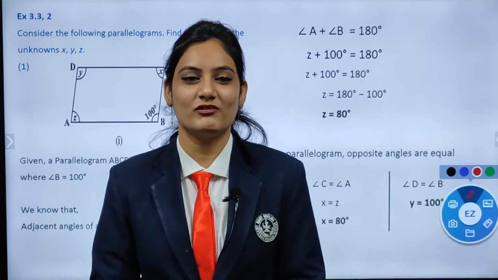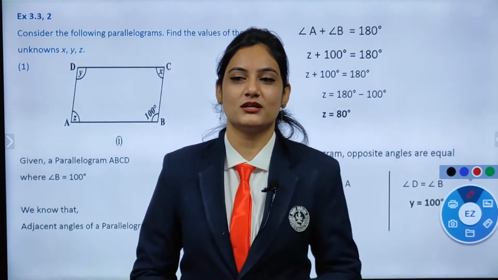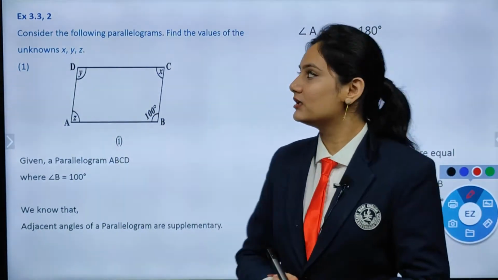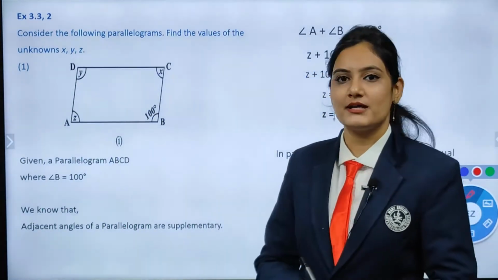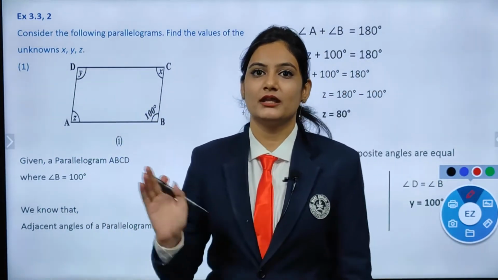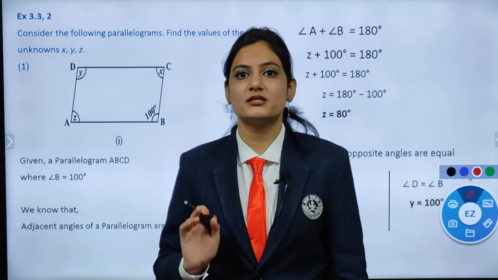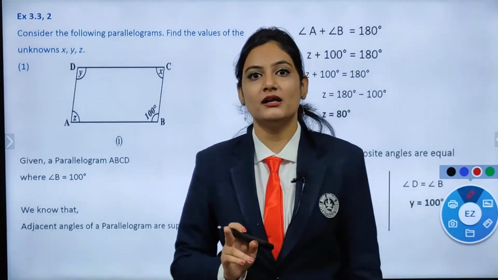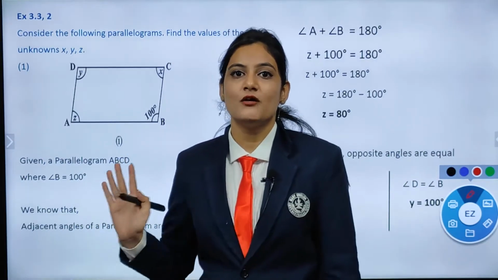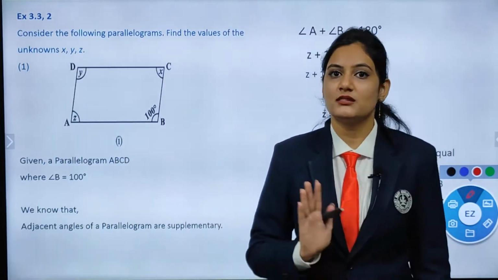Hello children, now we are going to start exercise 3.3. In that question number 2, first question, we have to find the values of x, y, z. It is a parallelogram, opposite sides are equal, opposite angles are equal, adjacent angles are supplementary and the diagonals bisect each other. These are the 4 properties which we will apply for exercise 3.3.